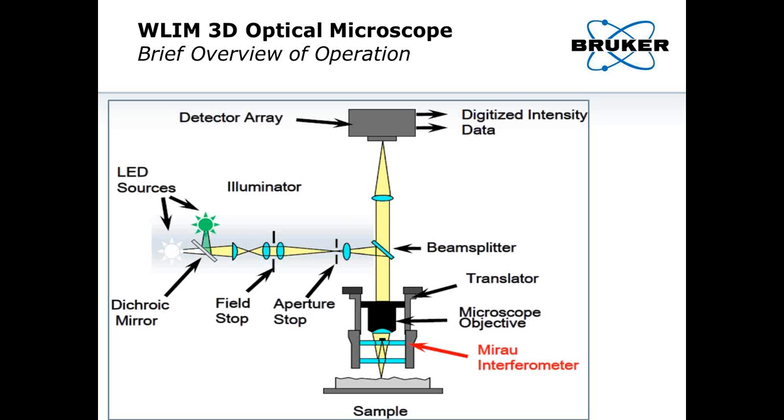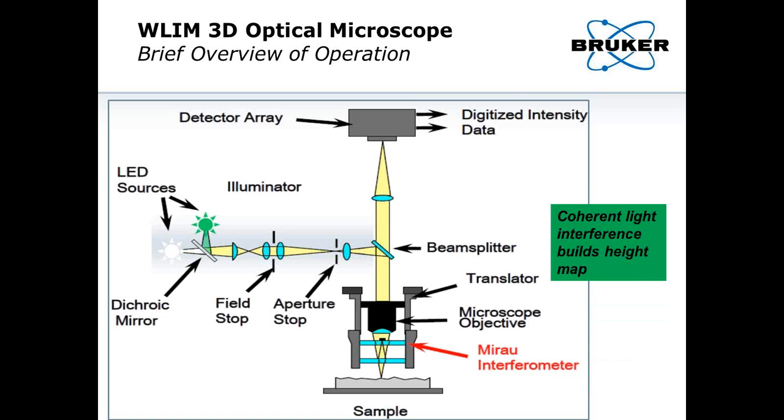The light reflected from the sample and the light reflected from that small black rectangle within the Mirau interferometer, which is the reference mirror, those beams are interfered and imaged onto the detector array at the top of the screen. And the key thing to remember here is that the coherent light interference that you see on that detector array is what builds up the height map. And that, again, I'll explain a little bit more about what that means and why that's important for the operation of this type of system in a little while.